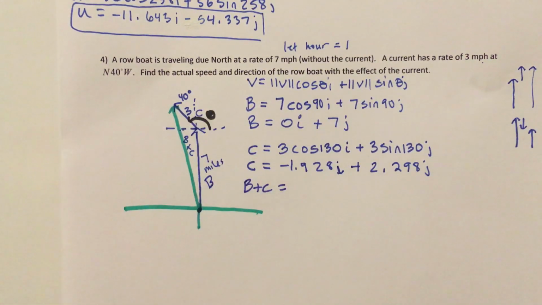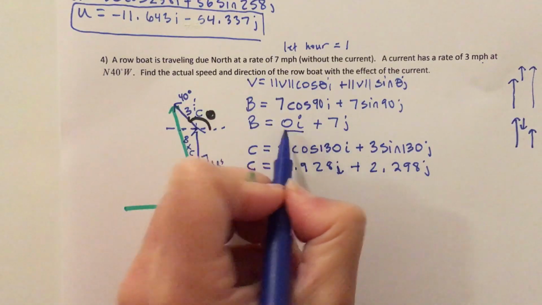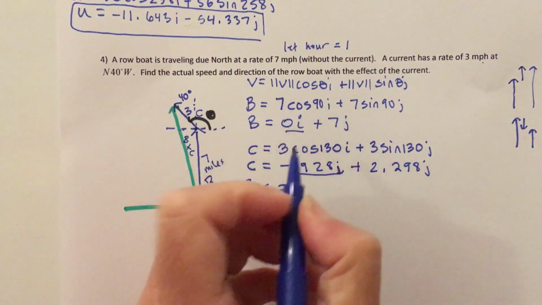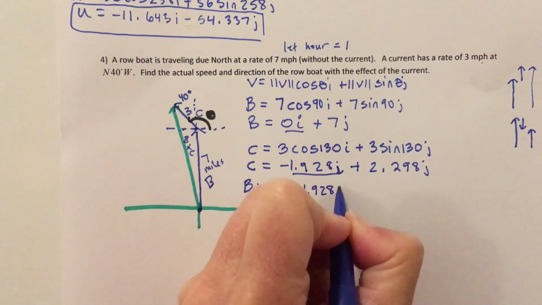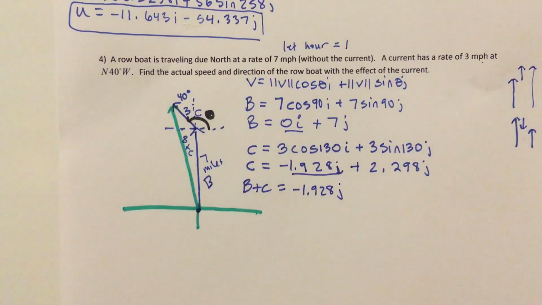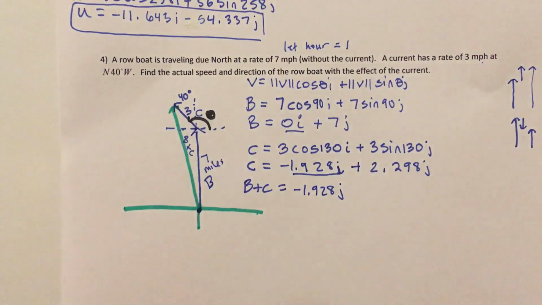All you have to do is add like terms. So take the i's and add it to the i. Since one of them is 0, that's not hard. Negative 1.928i. Oh, I keep doing that. That's an i. I don't know why I'm doing that.